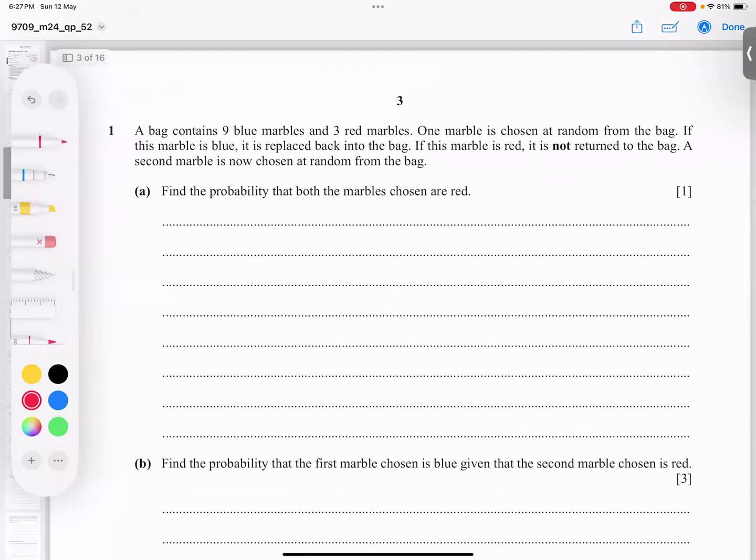A bag contains 9 blue marbles and 3 red. My habit is that I always write it down, so you will follow the same way. The chance of mistake reduces this way. So the total becomes 12: blue 9 and red 3.